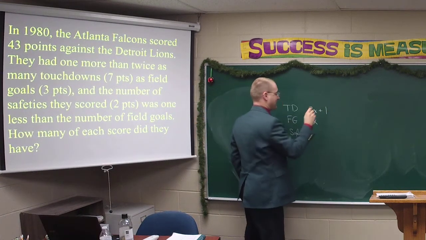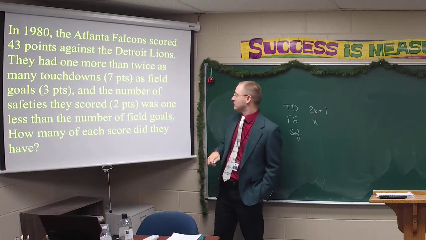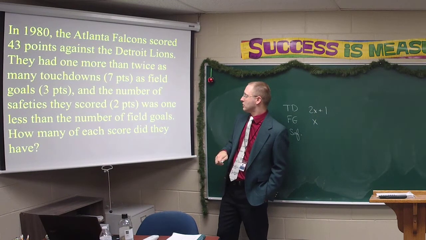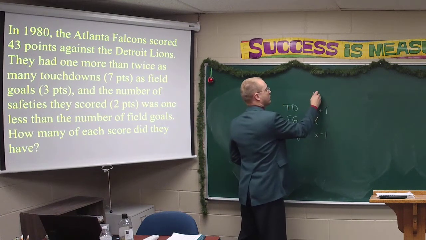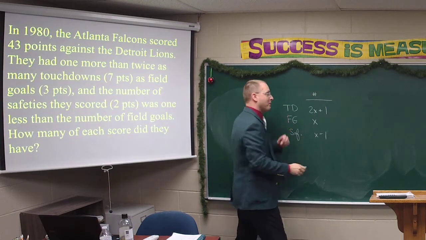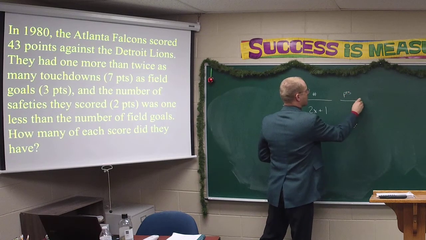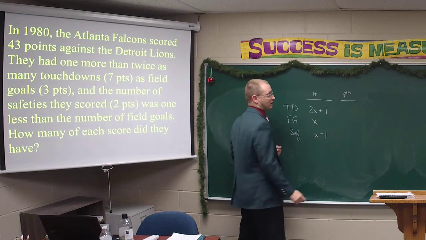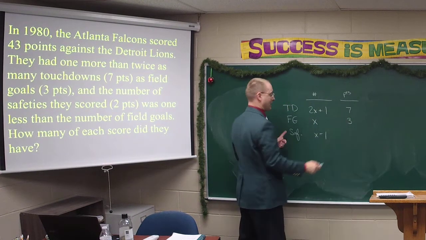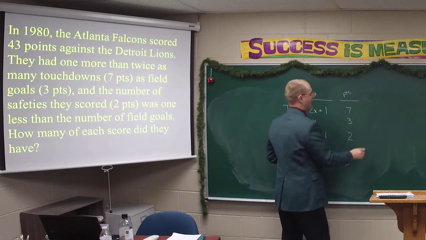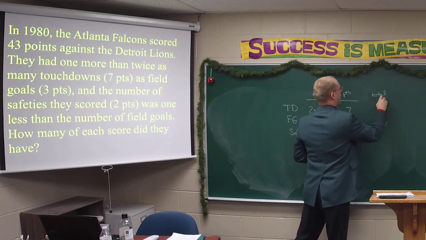And what about safeties? x minus 1, one less than field goals, so x minus 1. And that refers to the number of each. But then we also have to account for the points, or the value of each. Touchdown is? Assuming you make your extra points, stay with me, field goals. And safeties, 2.